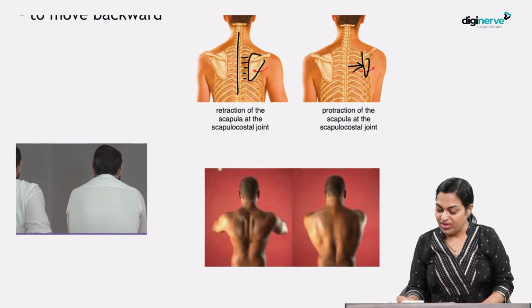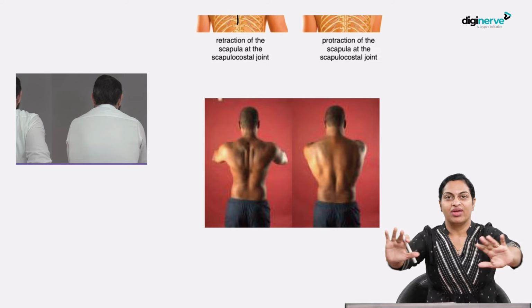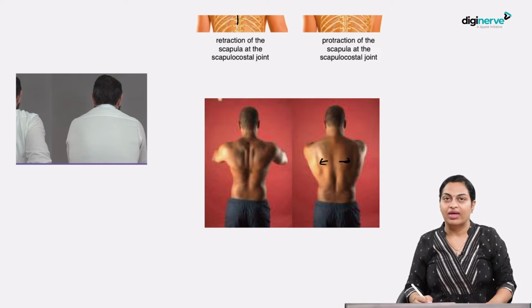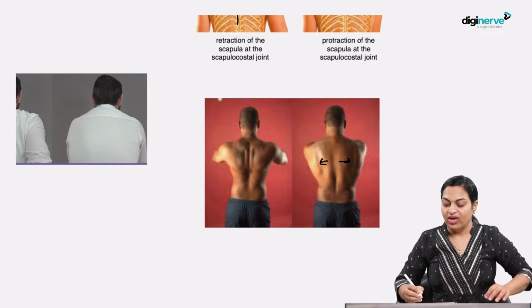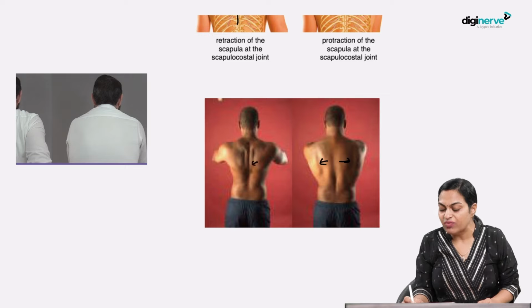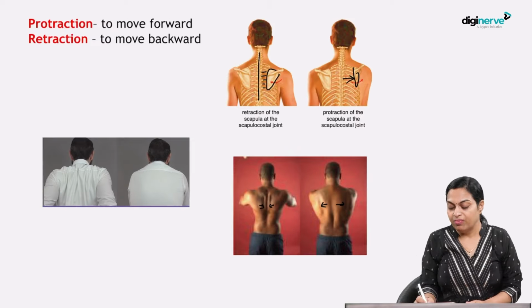Here again, when you're trying to place your hands on the wall and push it, right, you can feel the scapula moving away from the midline, protraction. And when you try to take your elbows backwards, you can feel the retraction of the scapula moving towards the midline. Protraction, retraction.